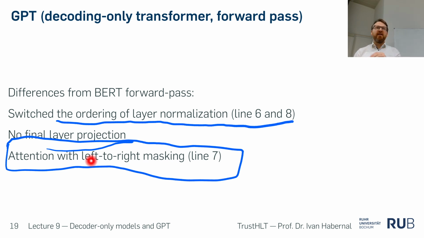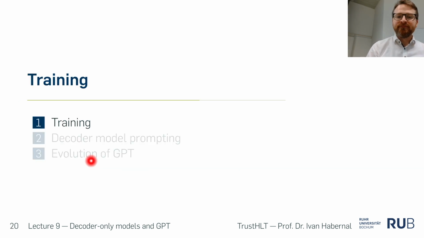Okay, good. Any other questions or clarifications on how the masked self-attention works, or how the GPT forward pass works? We're good, more or less. Okay, so let's talk about training. So how do we train this model?